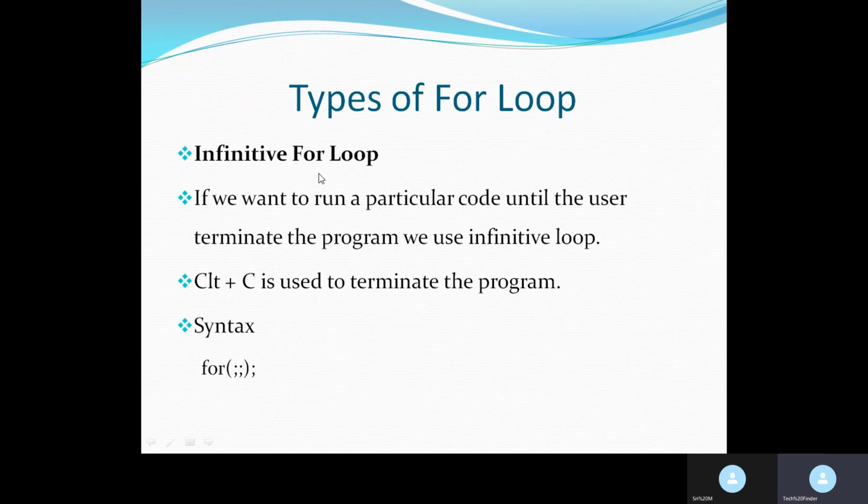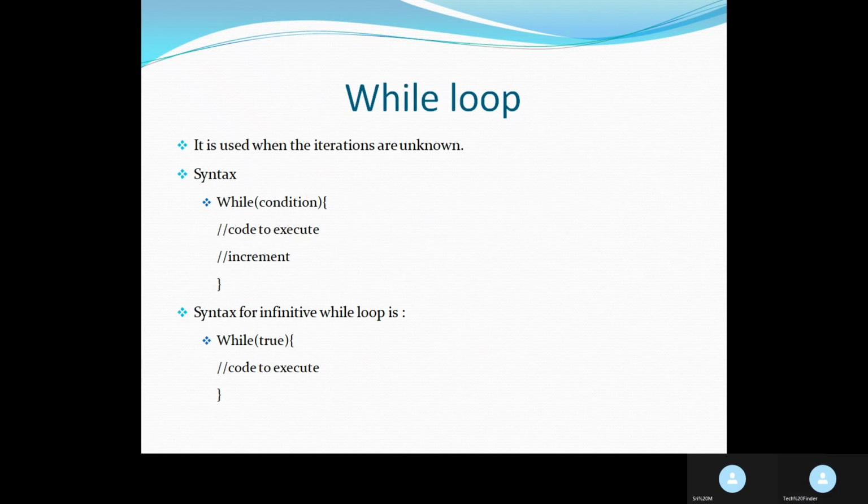And next one, infinite loop. If you want to run a loop infinitely, we will use this infinite loop. The syntax for this infinite loop is, inside the for, no need to give any initialization, condition or increment. Just give double semicolons inside the for loop, and the loop will run infinitely until the user interrupts it. We can use Control C to terminate the program and exit from that loop.